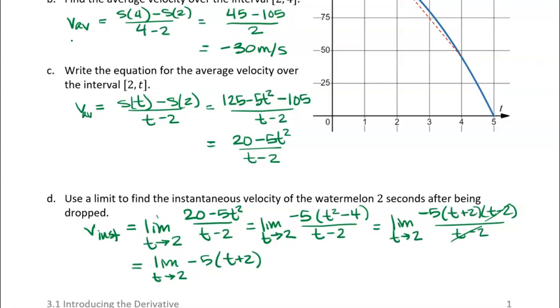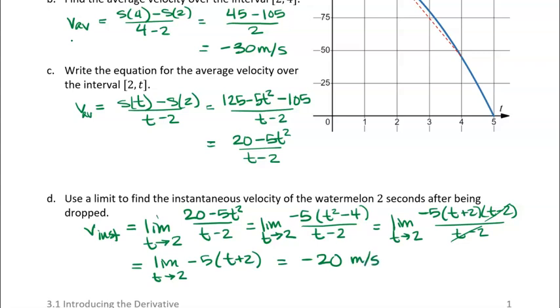Now, we don't have any problem with just directly substituting the 2 in. And so that limit will be -5 times 2 plus 2, which is 4. So that will give us a -20. And the units, again, are still meters per second.